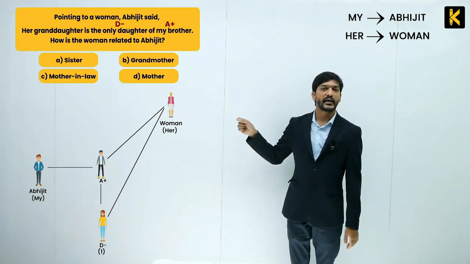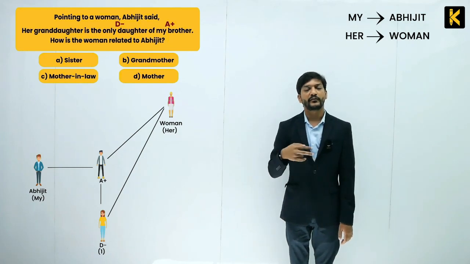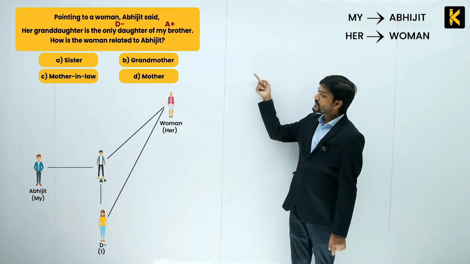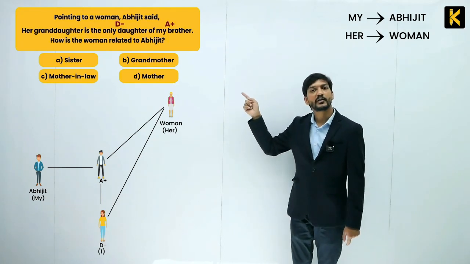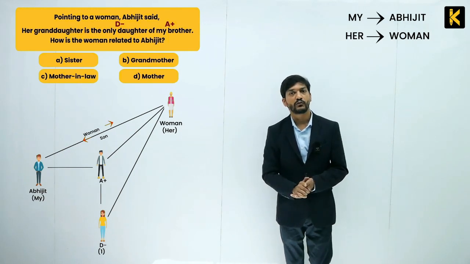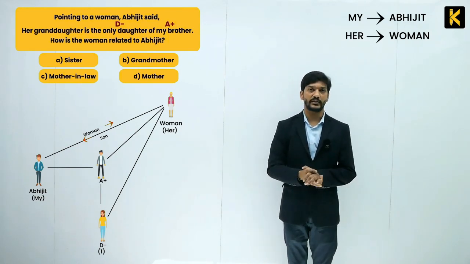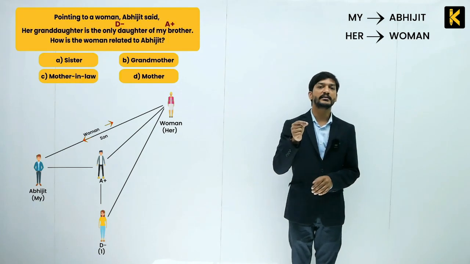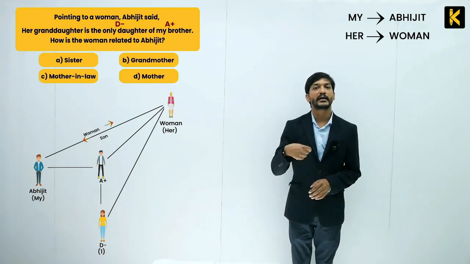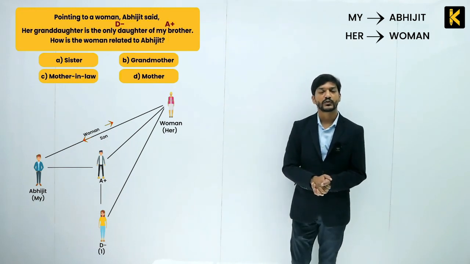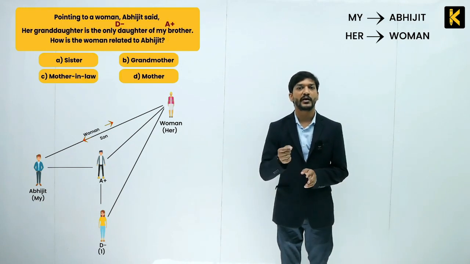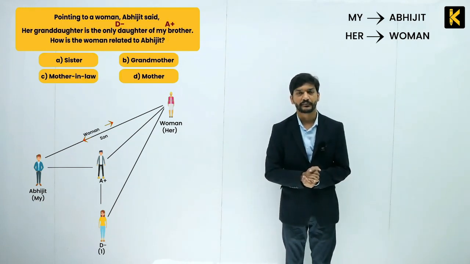Abhijit and this person A are brothers. If they both are brothers, they will be having the same mother. So if the woman is the mother of A, the woman will be the mother of Abhijit as well. So the woman is the mother of Abhijit. And that is the same relation which they are asking, that how is the woman related to Abhijit. So the woman is the mother to Abhijit. So mother is the right answer.